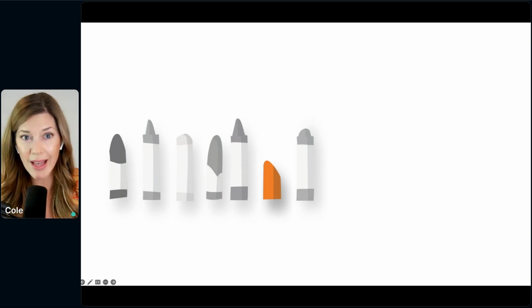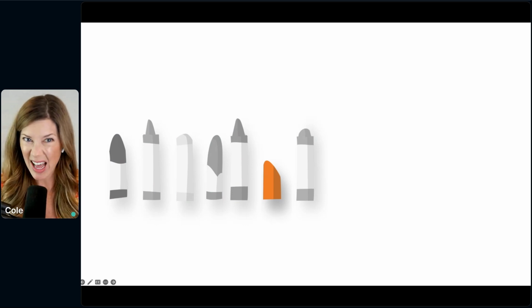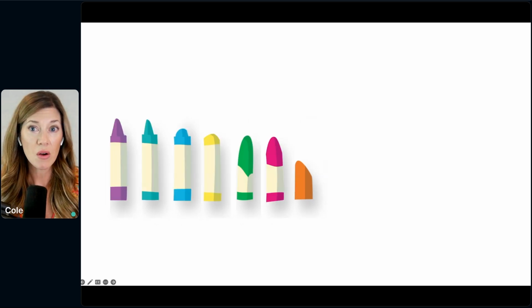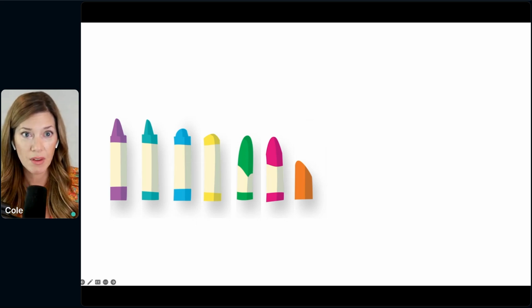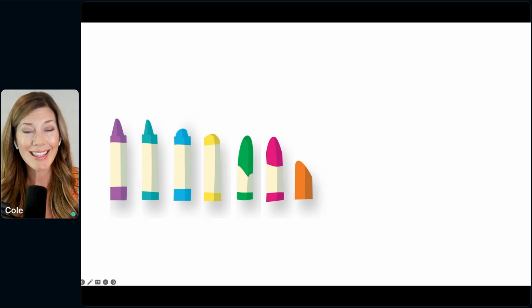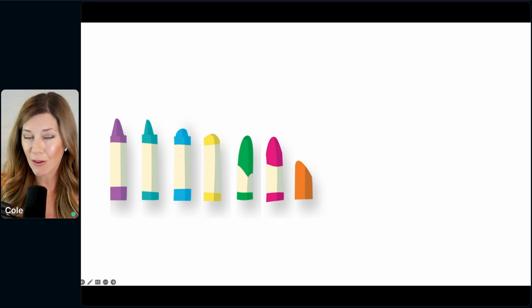We must have used that one a ton. There's not much left to use. We could also order the crayons from tallest to shortest. Looking at these crayons is just like reading a graph known as a bar chart.